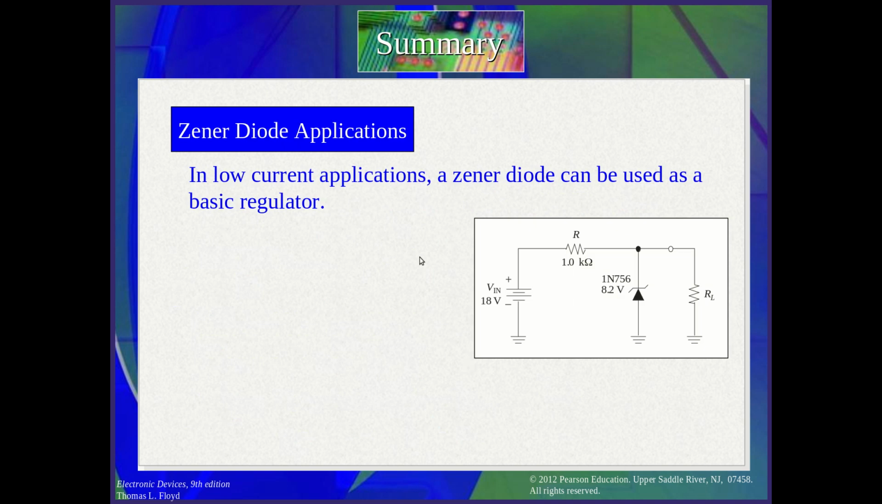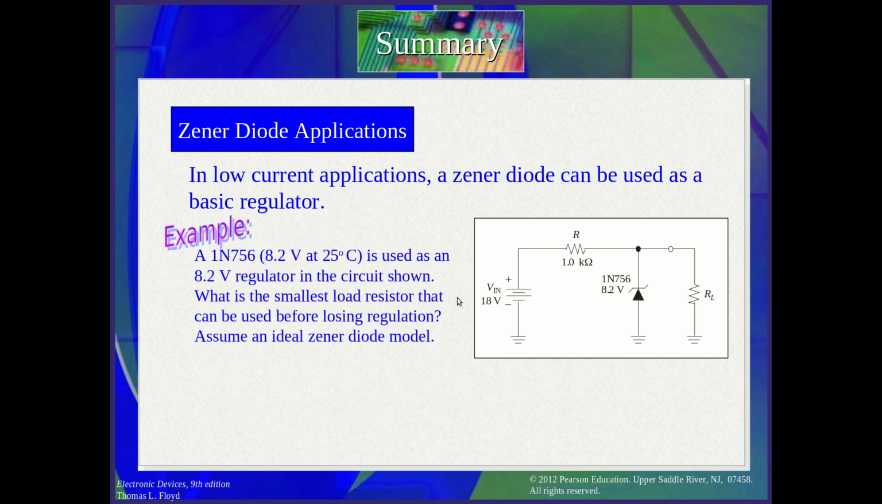Now, in some low current applications, we can use it as a regulator, of course. It can be used as a regulator in your computer or laptop, for example, in the power supply. Here we have an input Vin, a resistance, and the load. In the example he asked what is the smallest load that can be used in this Zener diode circuit.